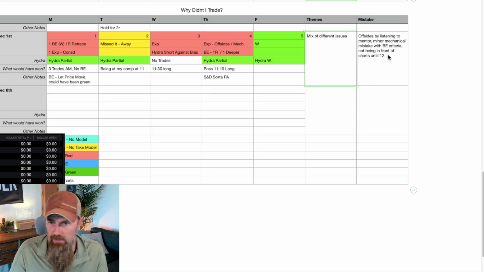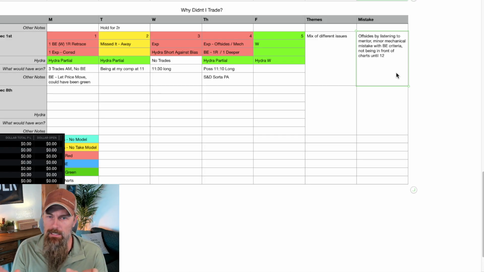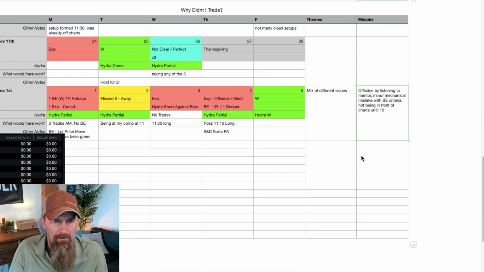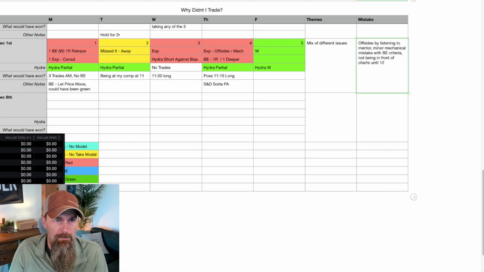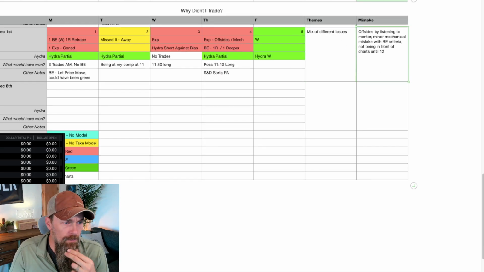In this case, the mistakes were offsides by listening to my mentor's bias. I had a minor mechanical mistake with my break-even criteria, and not being in front of the charts until 12 like I'm supposed to. So those are 3 different mistakes. Obviously, mistakes I might repeat over a longer period of time, but I'm not making repetitive mistakes during this week. Now, that's not true for other weeks sometimes. I don't want to confuse it by going into other spreadsheets, but ultimately, this allows me to see patterns of my mistakes so I can correct them. So that's kind of a review for the week.